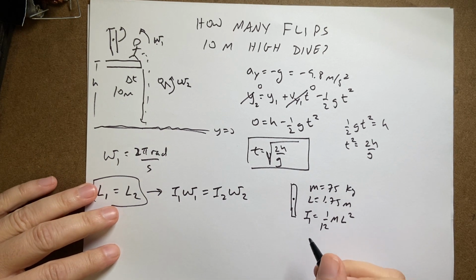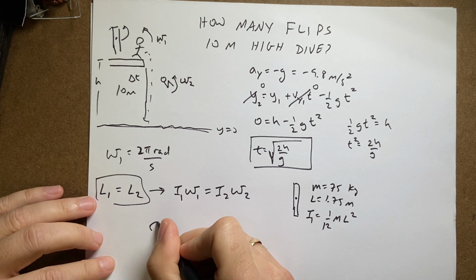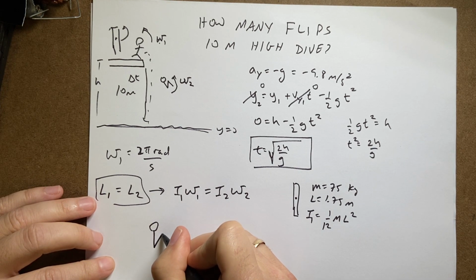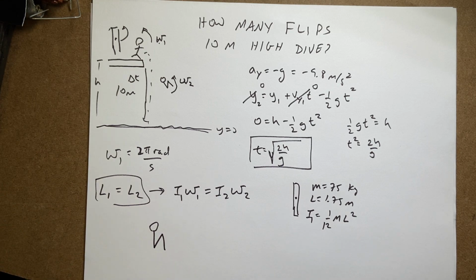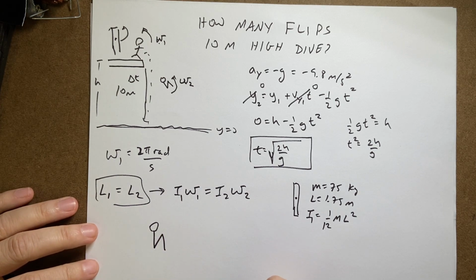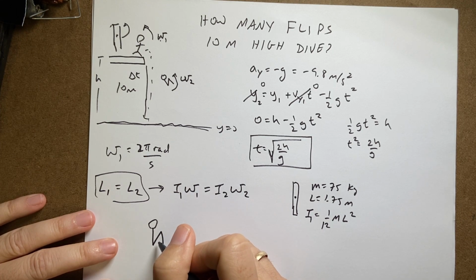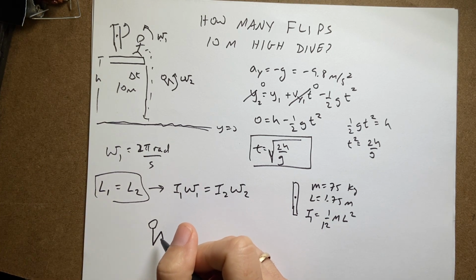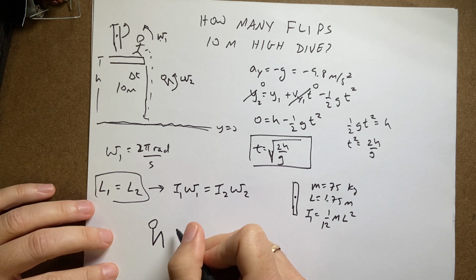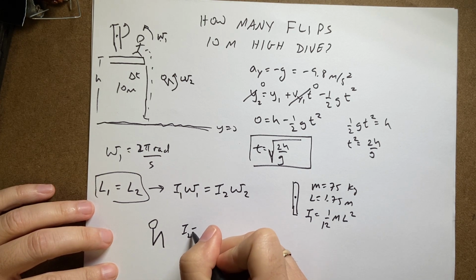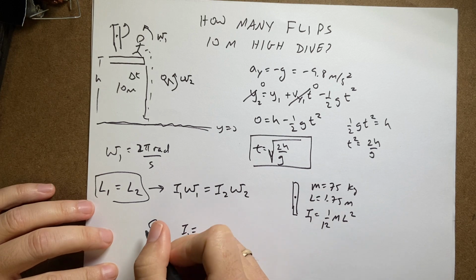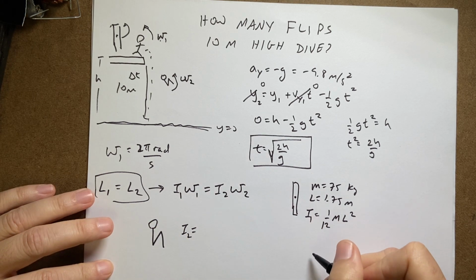What about I2? The person's like this. I don't know what you would say here. Let's say I2 is going to be equal to 2, it's like 2 rods. It's like this.